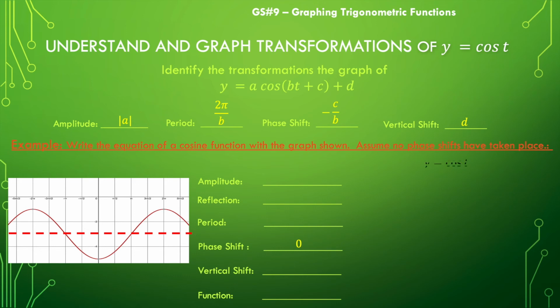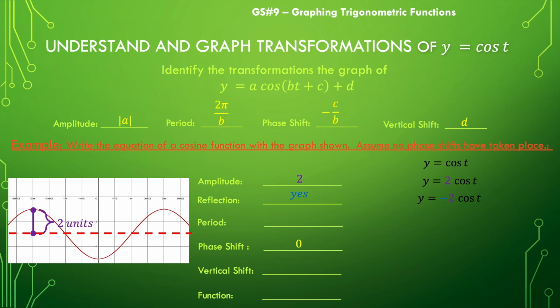Now remember that our base function is y equals cosine of t. Using that midline, we can determine what the amplitude is. Remember, the amplitude is the distance from the midline to a maximum, and in this case we see that to be 2 units. And if we're looking at the y-axis, we are definitely looking at something that has been reflected, because we're looking at a minimum on the y-axis instead of a maximum. So we want to go ahead and add a negative to denote that reflection.